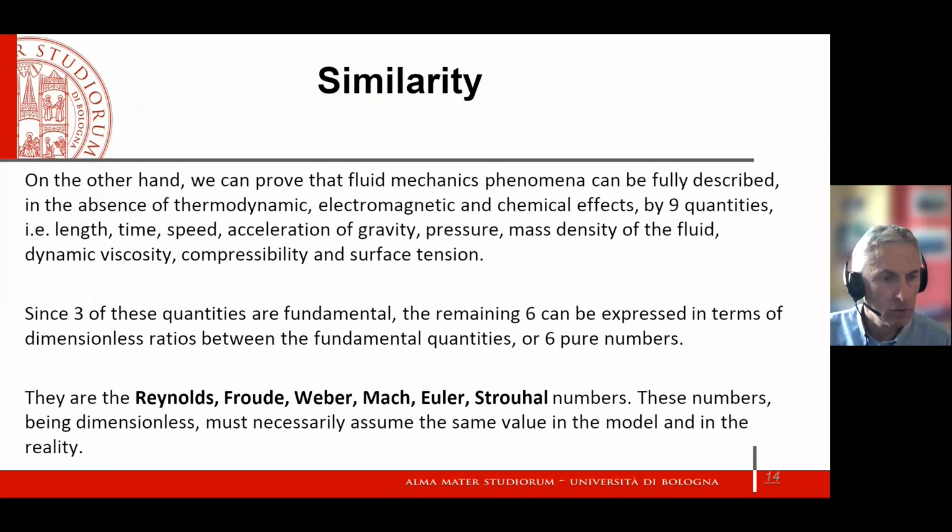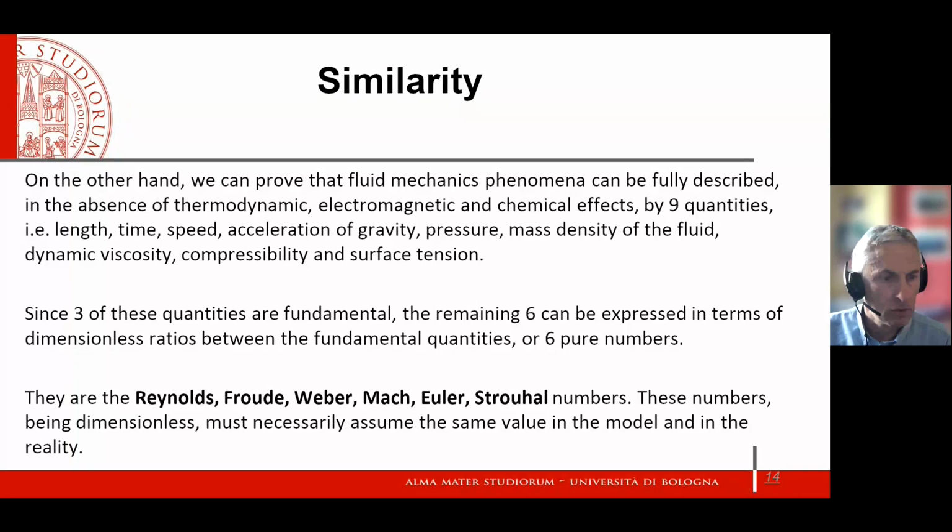And the number of these dimensionless numbers is 6. It's clear because you have 9 quantities. You can express their units in terms of the units of 3 quantities. And then 9 minus 3 is 6. It means that we can express 6 of these quantities in terms of dimensionless numbers.